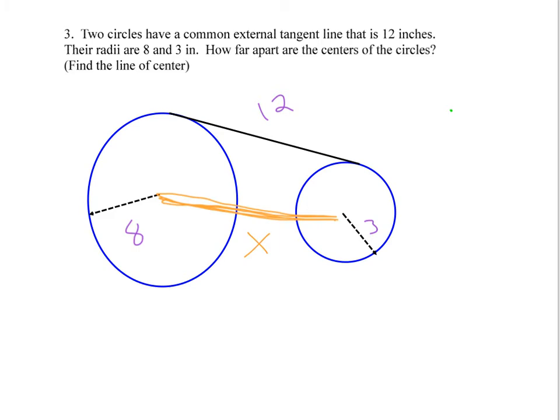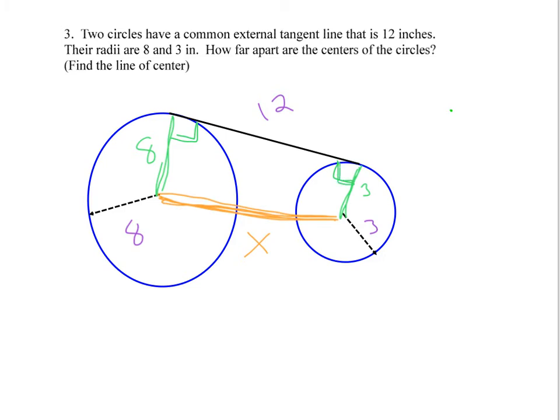So let's continue. Let's do step 2. Let's draw our radii from the centers of the circles to the points of tangency. I'm going to label each of those. Okay, this guy is 8, and this guy is 3. Okay, let's just mark these as right angles right here because we know that a radius drawn to a tangent line at the point of tangency makes right angles.